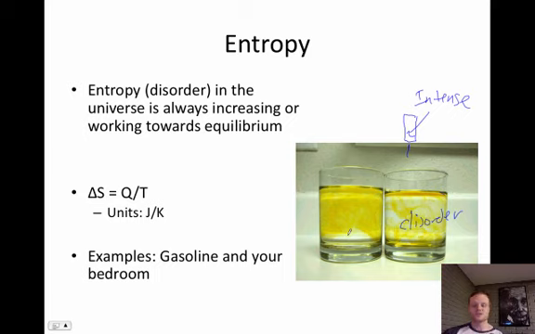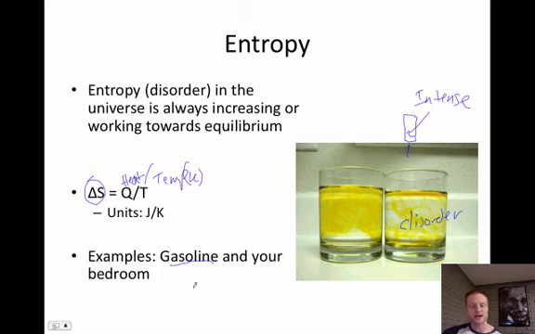Right? There's a formula for entropy, which basically is change in S, which stands for entropy, equals Q, which is your heat, divided by your temperature in Kelvin. That's in Kelvin. So I talked about the gasoline example in the other slide.